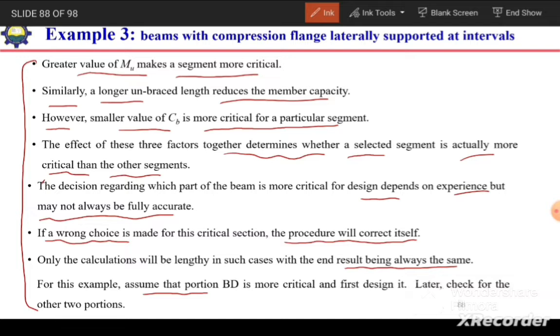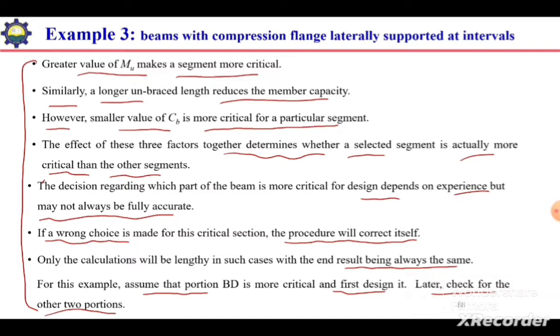For this example, assume the portion BD is more critical and first design it. Later check for the other parts. So whichever section you have decided is the most critical, we need to design for that segment, and then we need to check for the other segments. If we have made the wrong choice, then the other segment will automatically not satisfy the requirements, so we need to revise the section, and ultimately the final section will satisfy the requirements for all the segments.